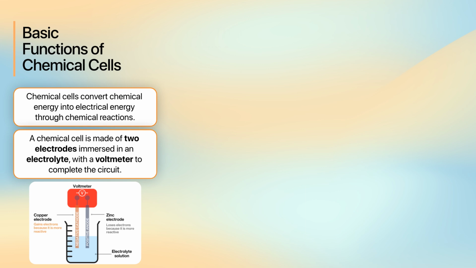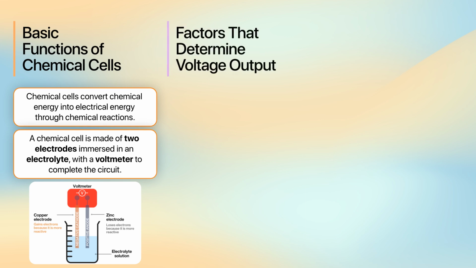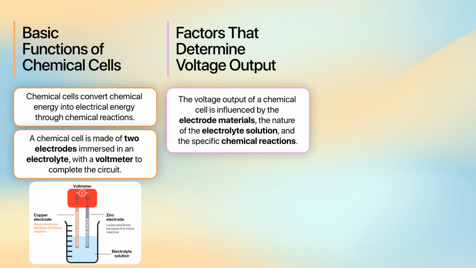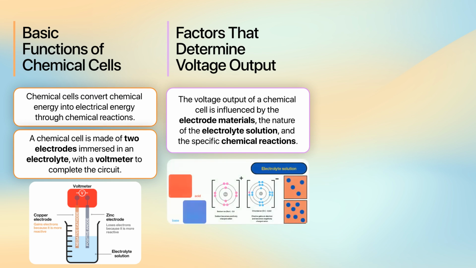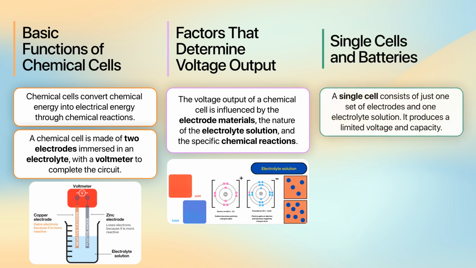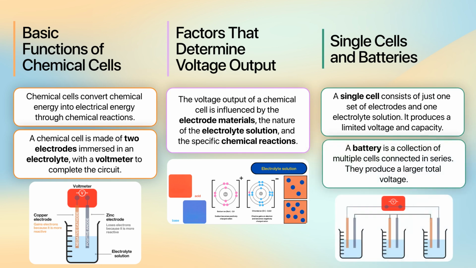We also explored how the voltage output of a chemical cell is influenced by factors such as the materials used for the electrodes, the nature of the electrolyte solution, and the specific chemical reactions taking place. Finally, we distinguished between single cells and batteries. Understanding these concepts enhances our ability to harness chemical reactions for practical electrical energy production, paving the way for innovations in rechargeable batteries and fuel cells.